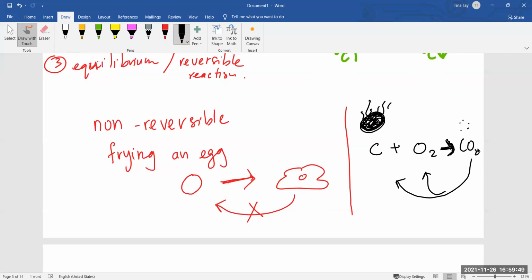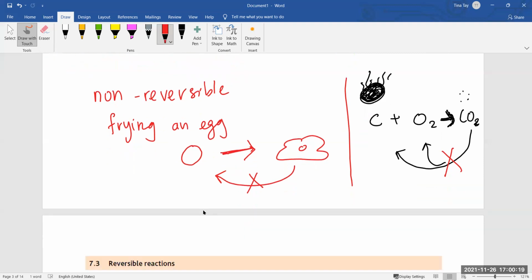What do you think? I think no. Of course not. Combustion is one way. If people could do this, we would all be the richest people in the world, because it would mean that fuel is reversible. When you burn petrol, can you remake the petrol? That'd be fun, but no, cannot. So burning is non-reversible, but certain reactions are reversible.